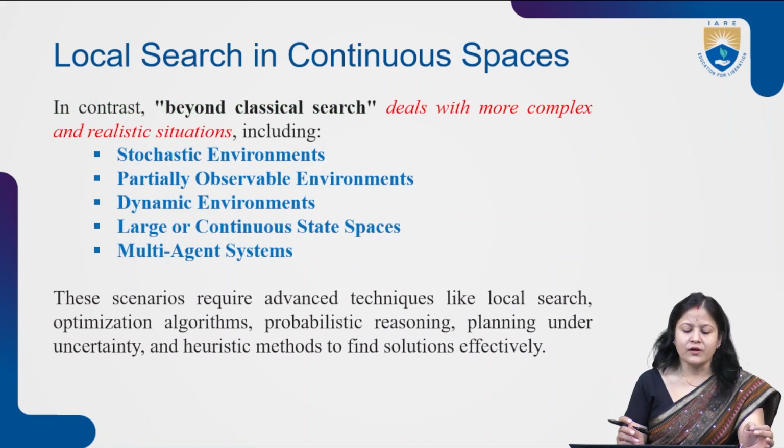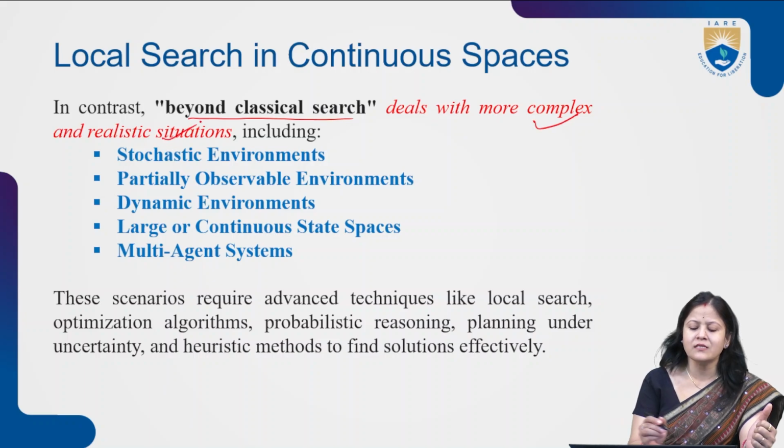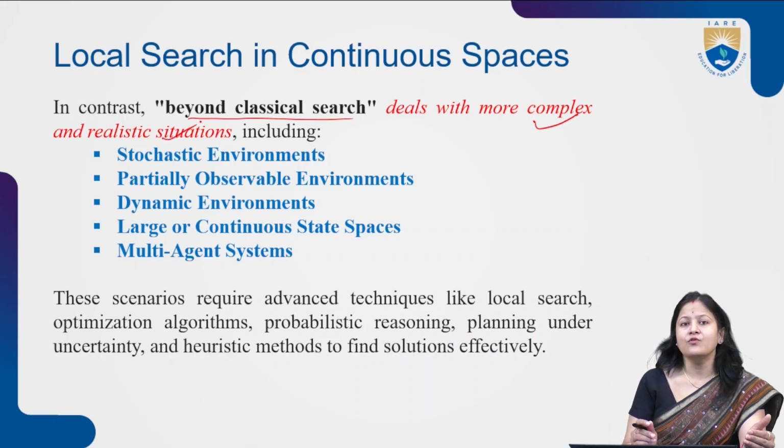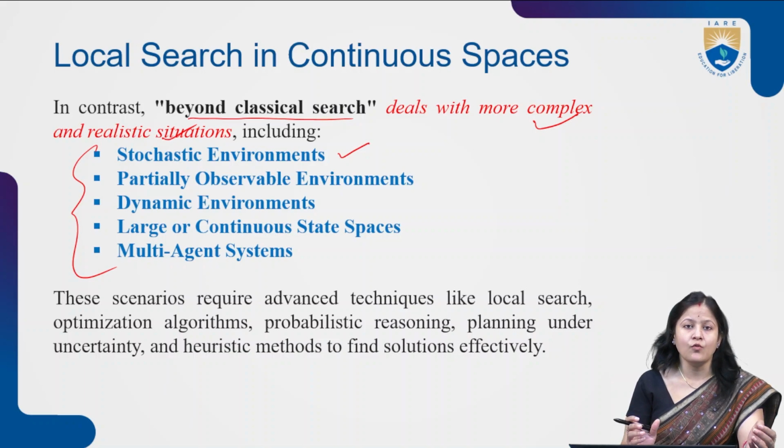Now, in contrast, if we talk about this beyond classical search, which is our local search technique, it deals with more complex and realistic situations. Like in real life, we can use this online search or local search. So these are a few properties of online search which we cannot get using the classical search method in artificial intelligence. So beyond classical search methods can work for stochastic environments. Stochastic environments means where the outcome is probabilistic. In that case, beyond classical search will work out.